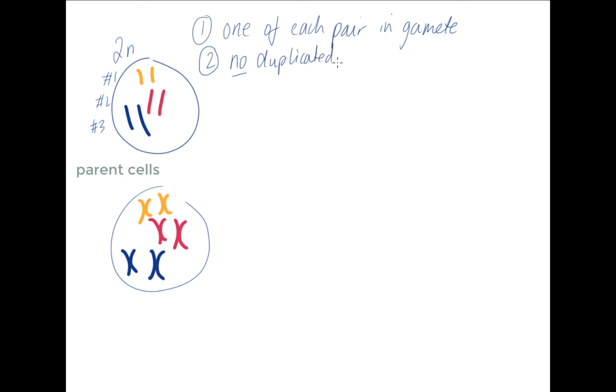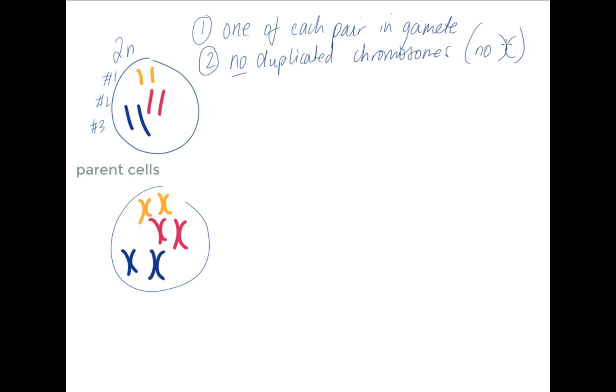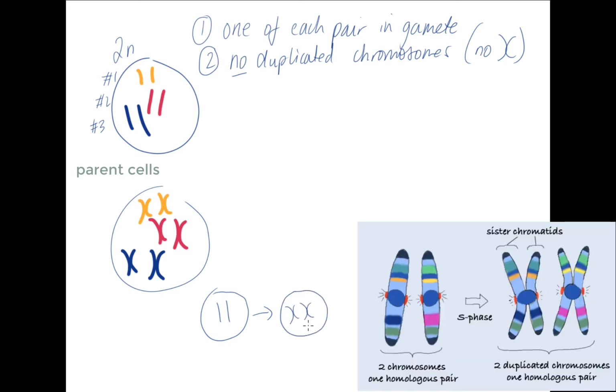Now remember that a duplicated chromosome is that X shape, so no X shapes, because this is 2 sister chromatids. Now let's just take a pair of chromosomes through meiosis. So here's your starting cell. I'll draw one down here. We'll just draw 2 chromosomes, 1 homologous pair. That cell is going to go through S phase of interphase, and each one of those chromosomes will be duplicated. So we'll get the 2 X shapes.